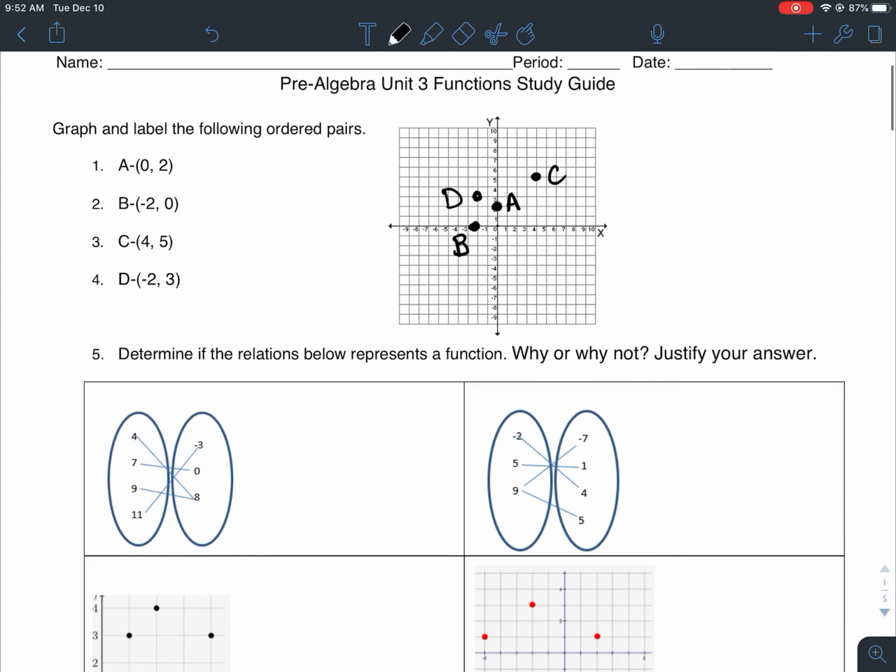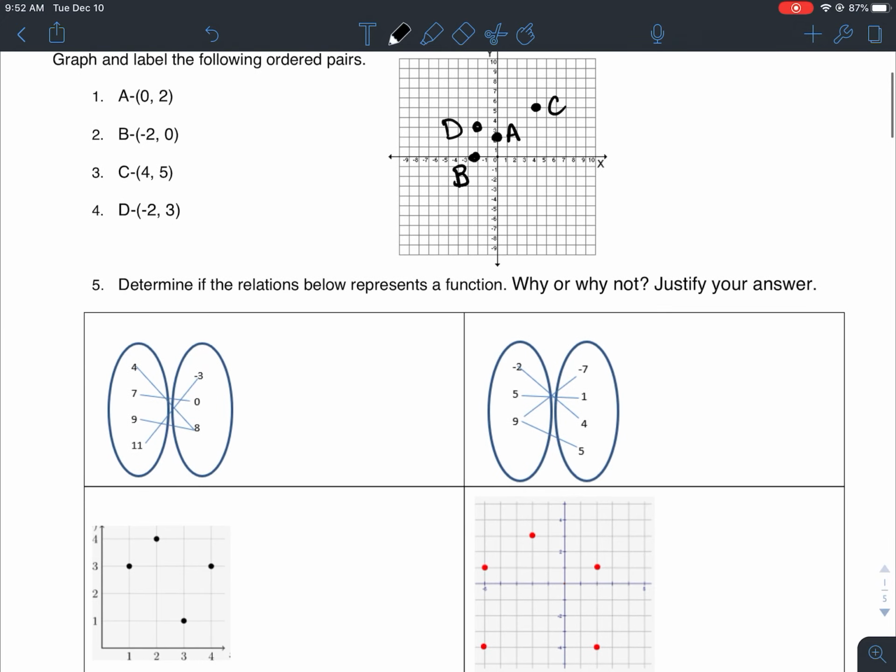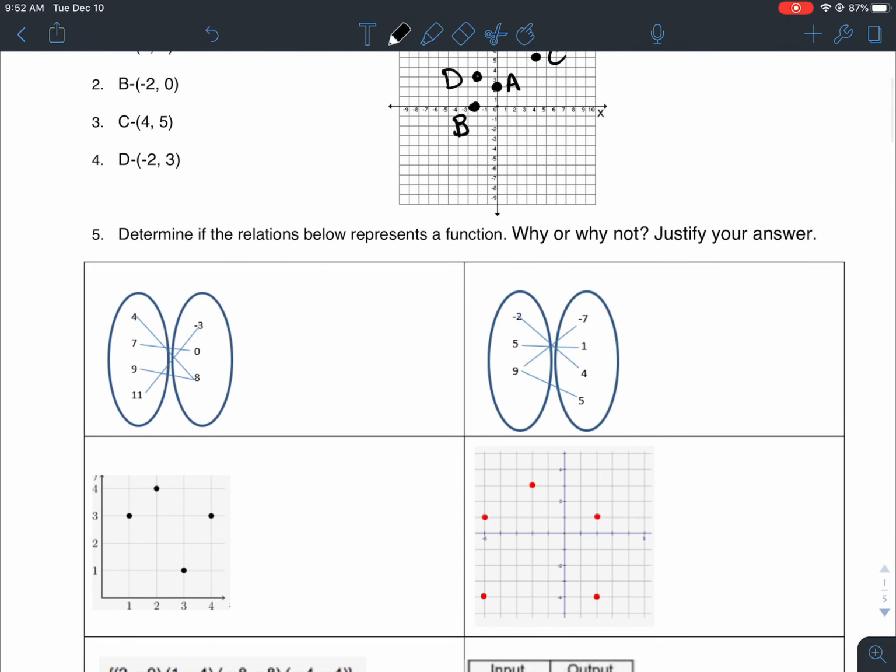Okay, so for number 5, it says determine whether or not it's a function, why or why not. So remember, a function just means that each input has a unique output, or your x values don't repeat. So for the first one, we have 4, 8, 7, 0, 9, 8, 11, -3. This one is a yes because the x's don't repeat.